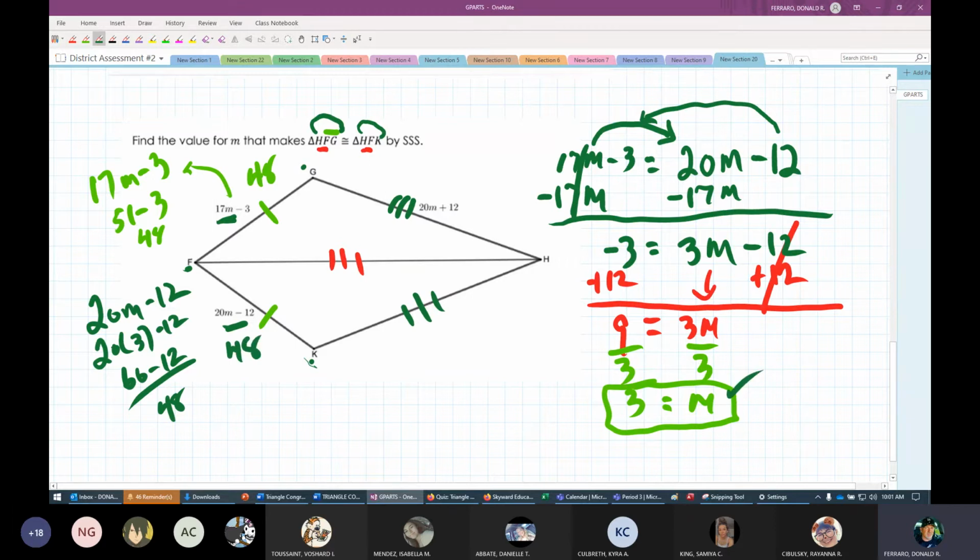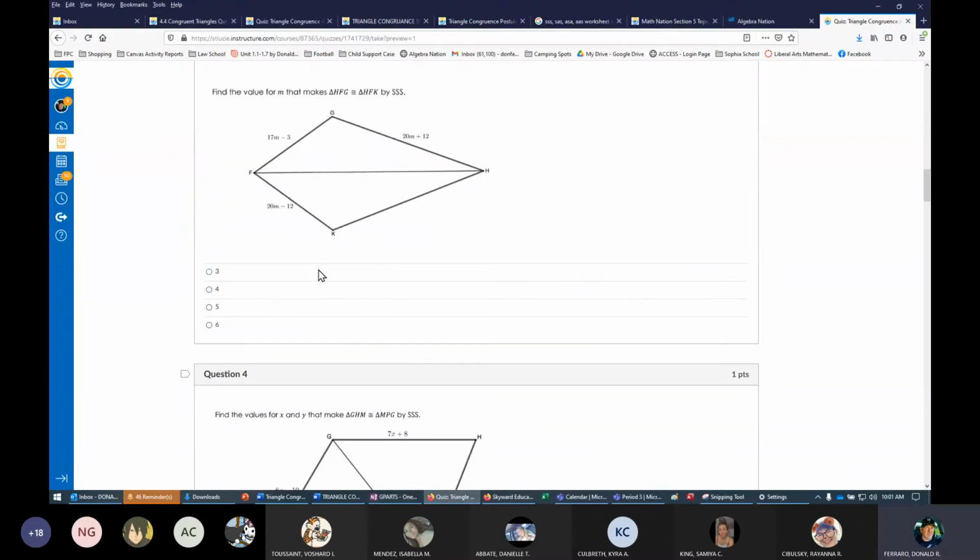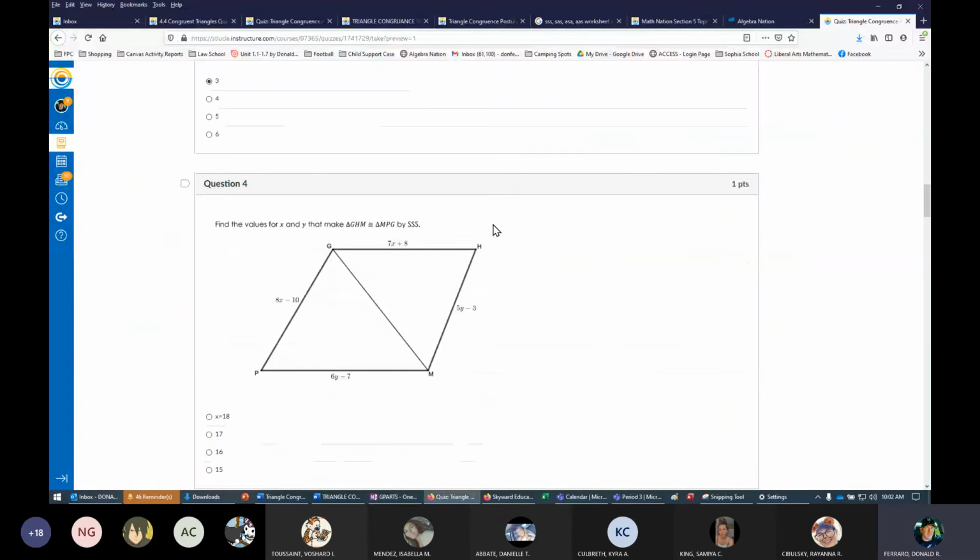M equals 3. So I'll go back over to my guided notes. And here, we're just going to choose 3. We were able to figure that out. M equals 3. And we're good. Now we've got another shared side.